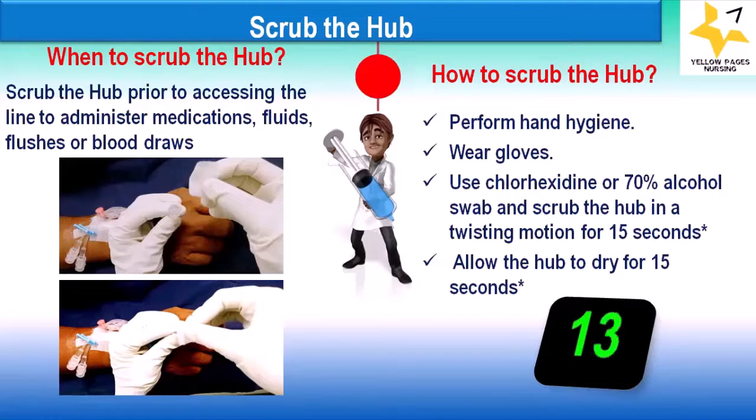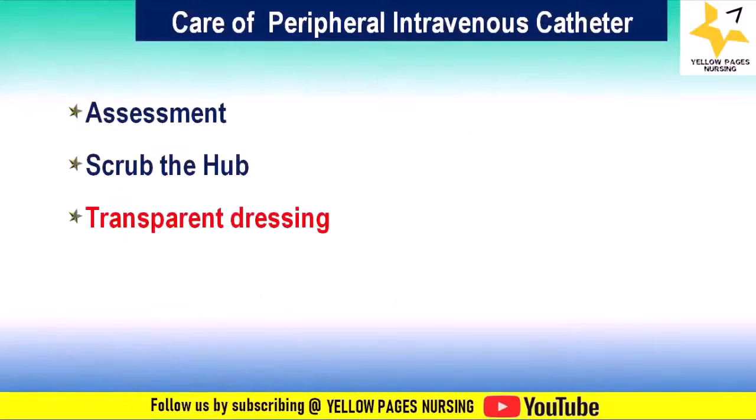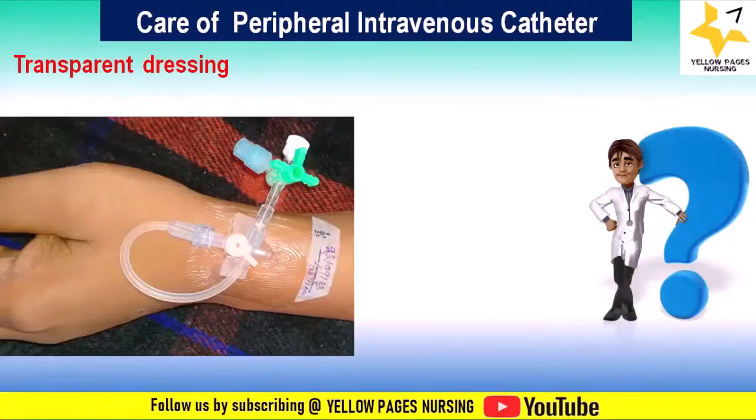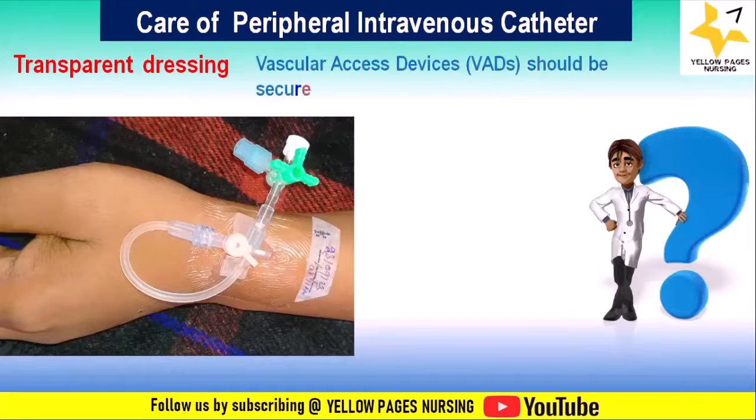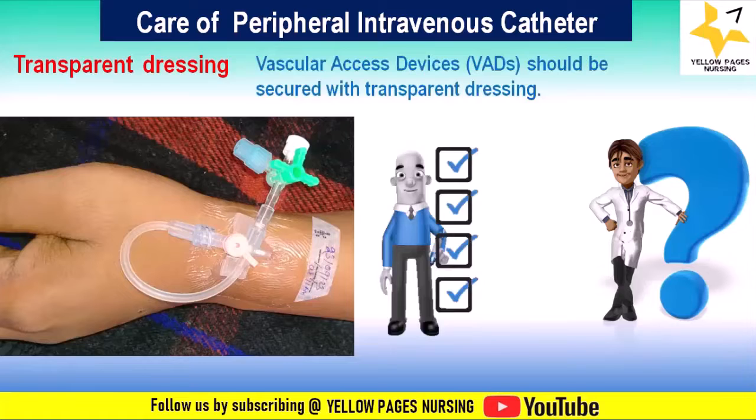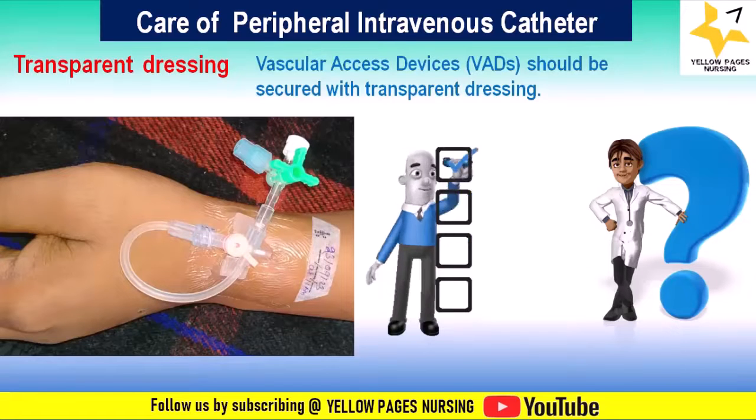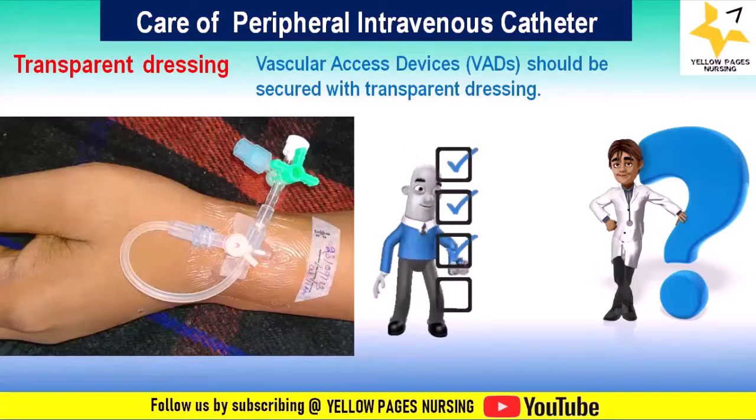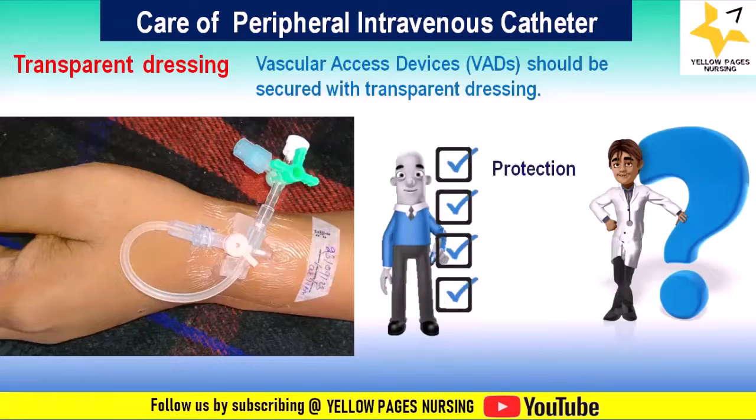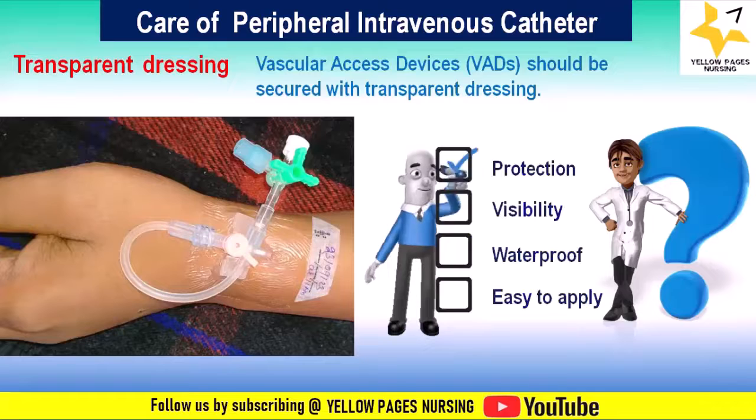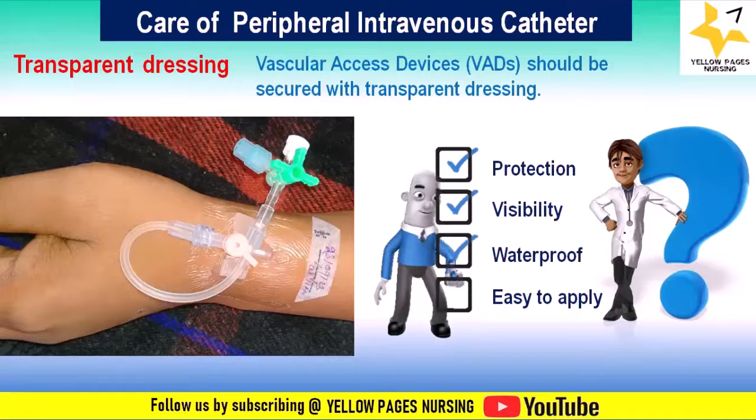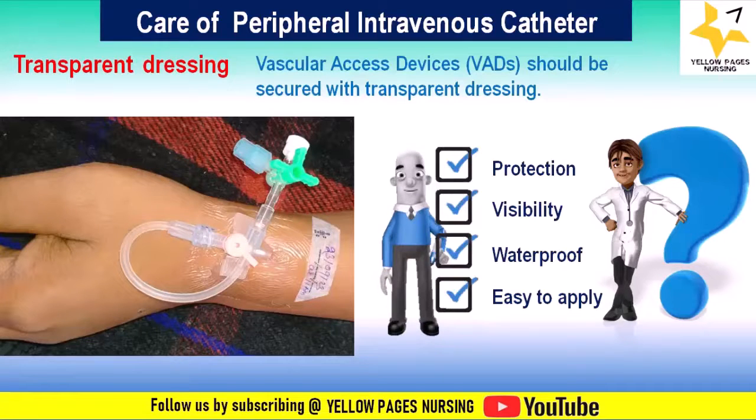Next comes transparent dressing. Vascular access devices should be secured with transparent dressing. Here, in this picture, a peripheral IV line is secured with transparent dressing. Why is it important? It is because, for protection, transparent dressings act as a barrier that protects the vascular access device insertion site from contamination that could lead to infection.